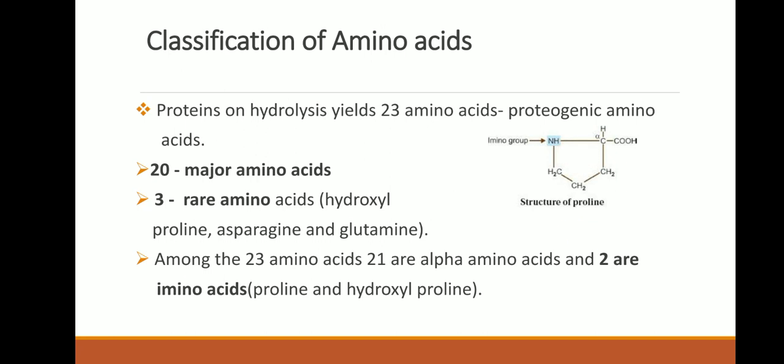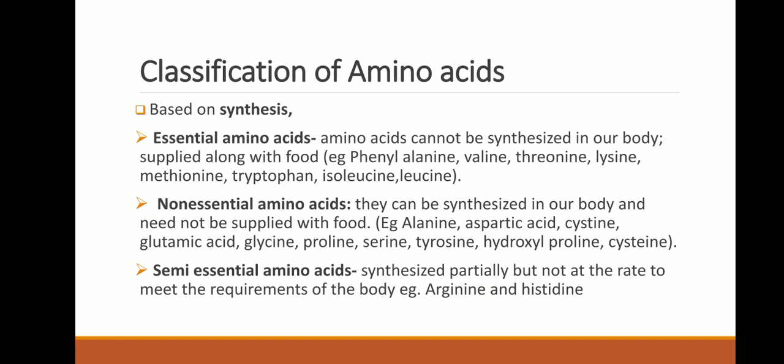Okay, so 20 major amino acids, 3 rare amino acids. So total 23 amino acids. Among these 23, 21 amino acids are alpha amino acids and the 2 are imino acids. Example, proline and hydroxyproline, because instead of an amino group they are having an imino group.